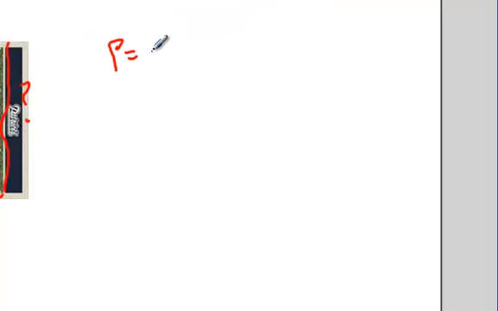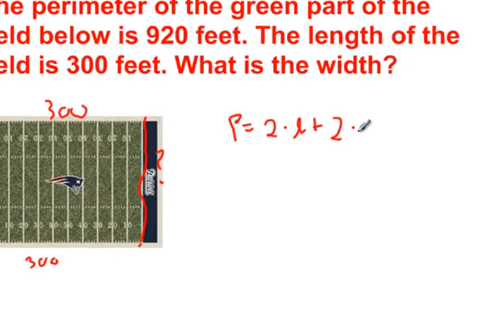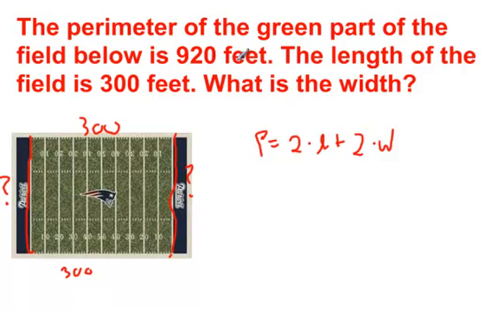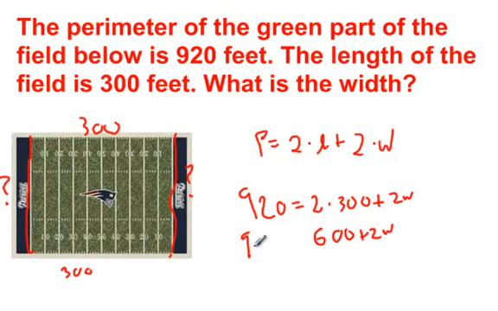P equals 2 times the length plus 2 times the width. And in this case, we know what P is. It's 920 feet. They told us that. So that's 920 equals 2 times the length. The length is 300, so I have 2 times 300. And then the width, plus 2W, we don't know. So let's figure out the parts we do know. 2 times 300 is, of course, 600 plus 2W. And then we have 920 equals 600 plus 2W.